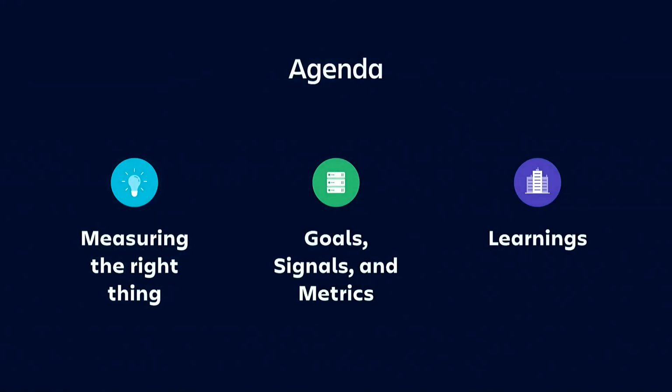So we're going to start with the 2 questions to ask to ensure that you're measuring the right thing. We'll then walk through the goals, signals, and metrics framework to help you answer those 2 questions. And then finally, I'll share some learnings that we've had along the way with our own personal experiences at Atlassian. So let's start with measuring the right thing.